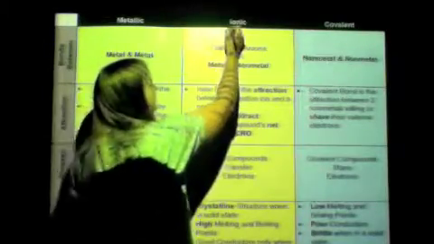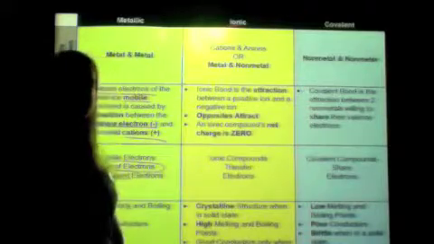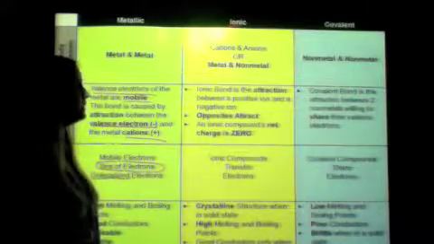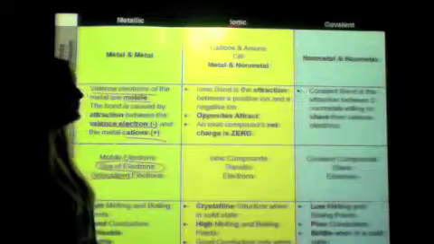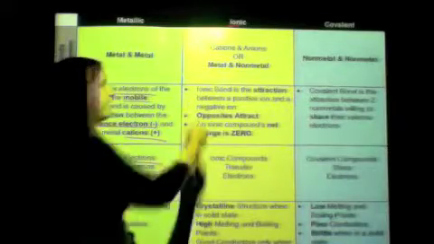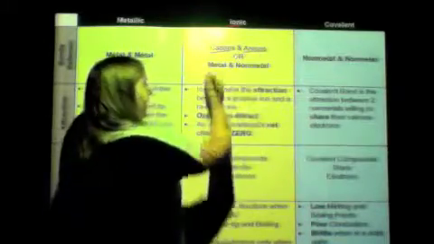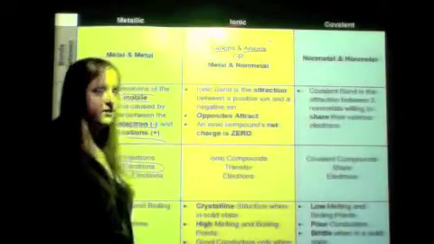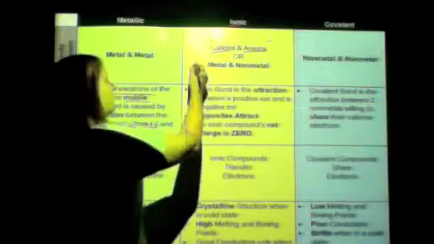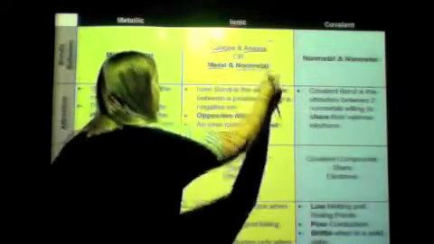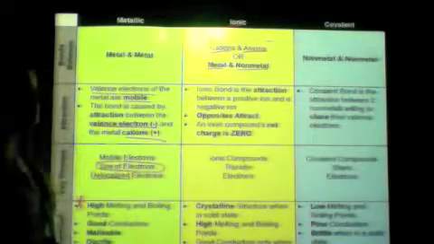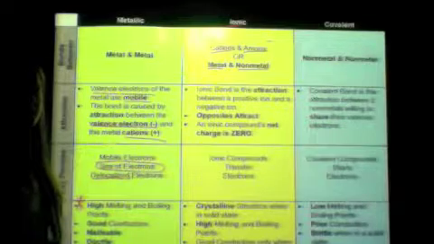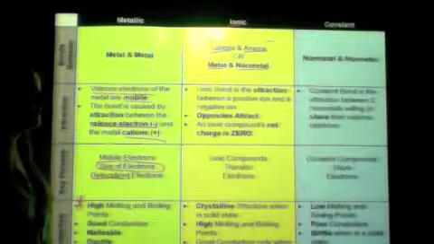So then we move on to ionic. Ionic bonding is between ions. That is why it's called ionic bonding. So we have two different types of ions that we mentioned. We have cations and anions. Cations are positive, anions are negative. We talked about that last unit. Or it's between a metal and a non-metal. So you have two elements on different sides of the periodic table coming together to form a bond.